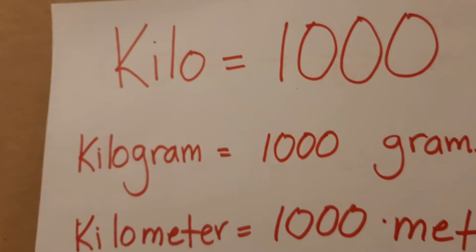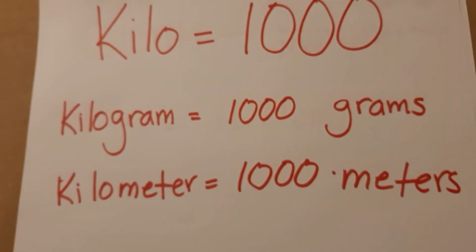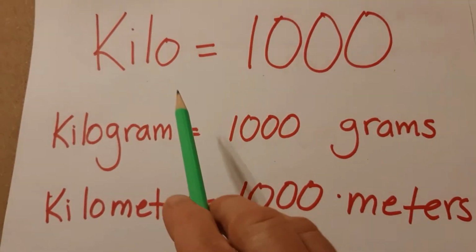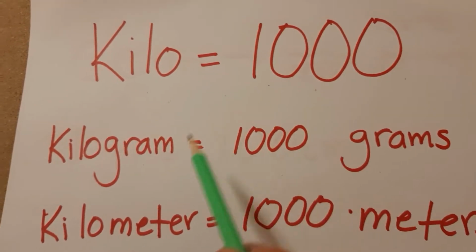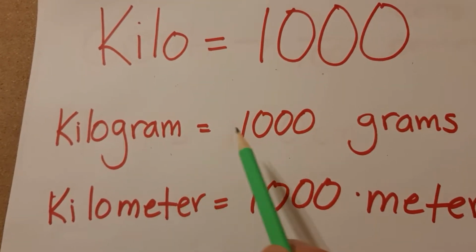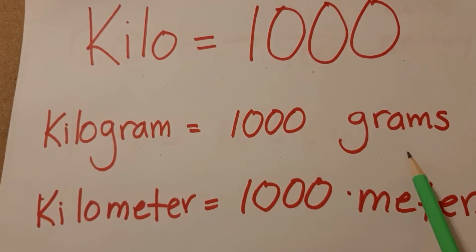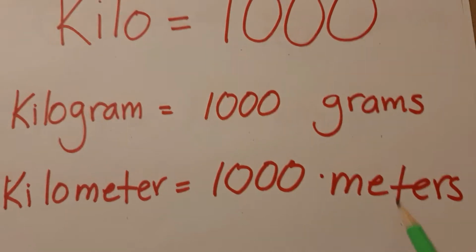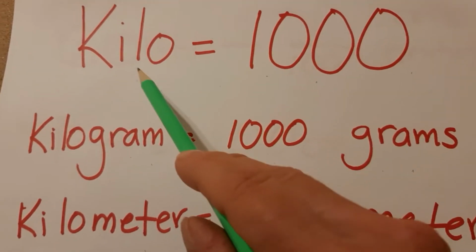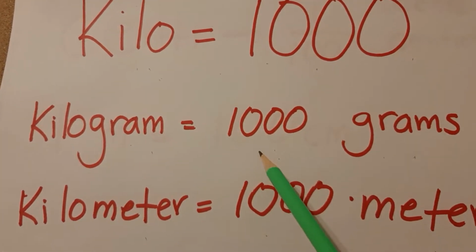Now, I actually love metric units because they make a lot more sense than the customary units. So remember we talked about this. Kilo equals 1,000. So a kilogram is 1,000 grams. A kilometer is 1,000 meters. You just have to remember the word kilo and know it means 1,000.